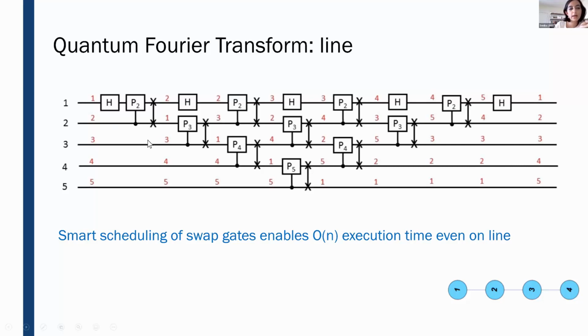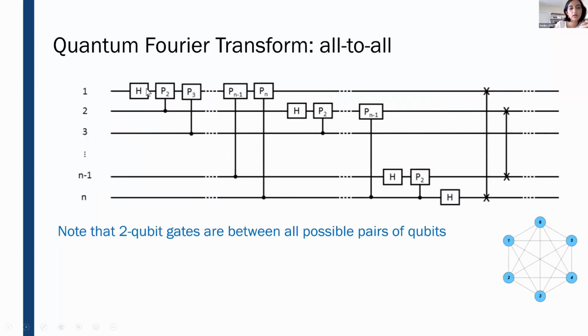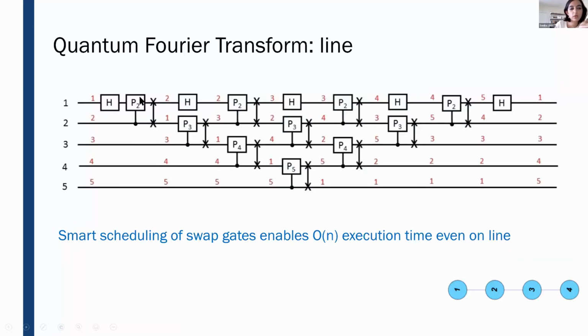So, for instance, what was happening? If you look here, you have a 2-qubit gate between 1 and 2, then 1 and 3, and so on, right? And then 2 and 3 and so on. So here what you're doing is you're doing the 2-qubit gate between 1 and 2, then you're swapping 1 and 2. Then you bring 1 next to 3, and then you can do the 2-qubit gate between 1 and 3. Then you swap. 1 is next to 4. You can do the 2-qubit gate between 1 and 4. And in the meantime, 2 has come next to 3. And so you can do the 2-qubit gate between 2 and 3 and so on.